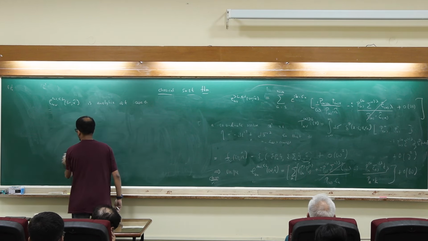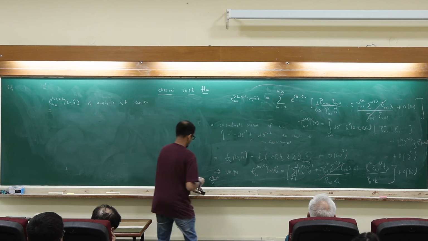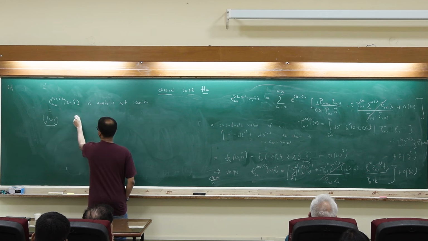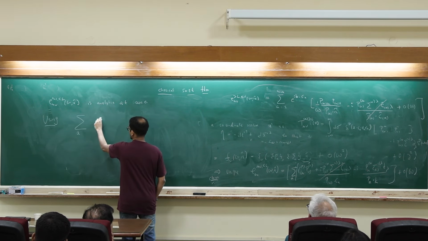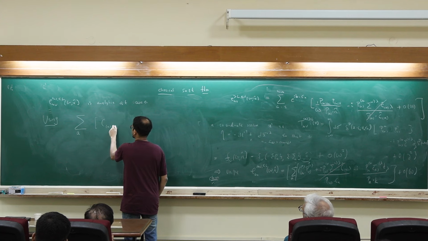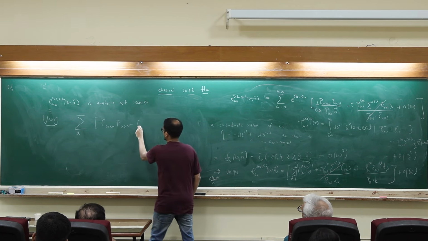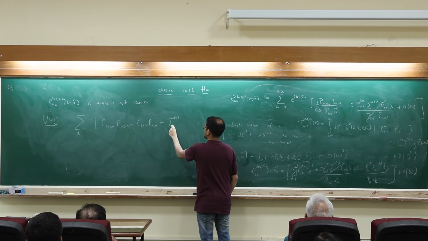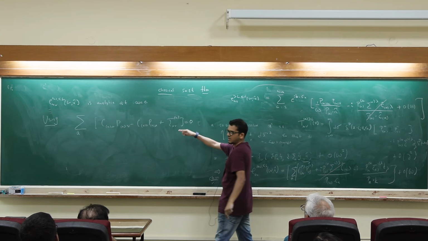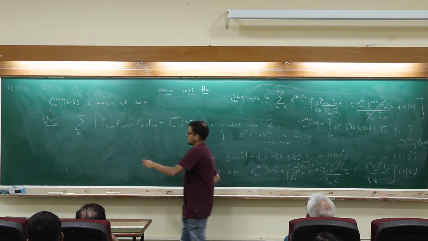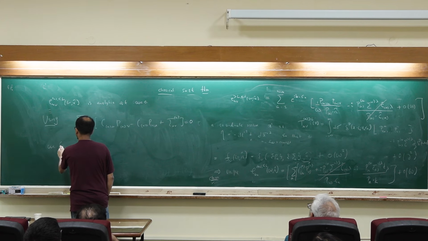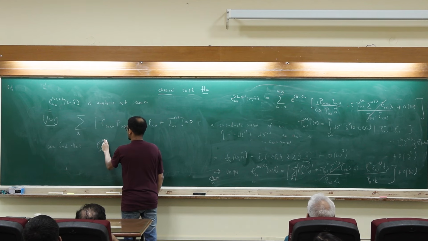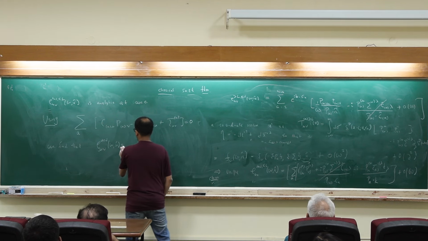Not assume, use, sorry, I shouldn't say assume. So using this, which is just the angular momentum conservation. Using this we find that E mu rad omega n hat has the following form.